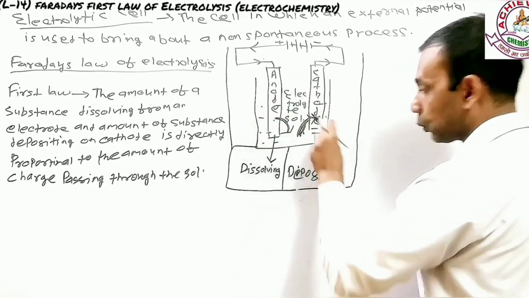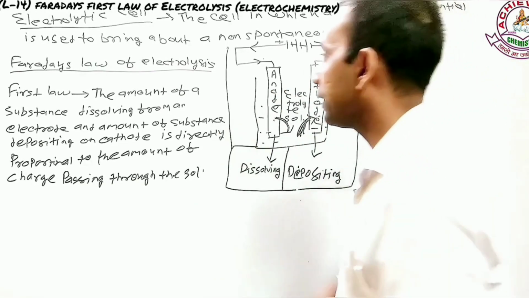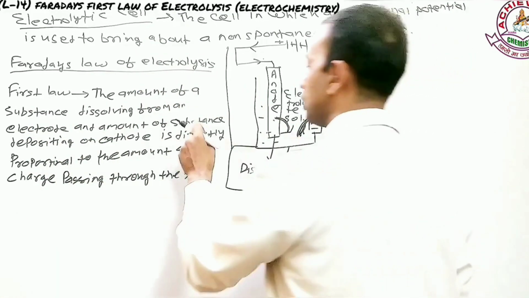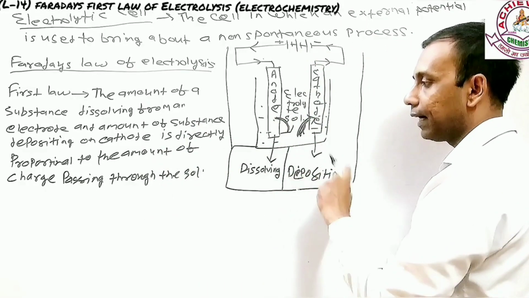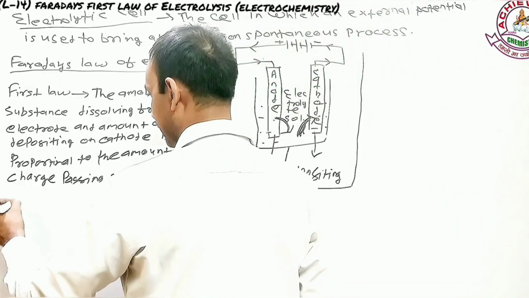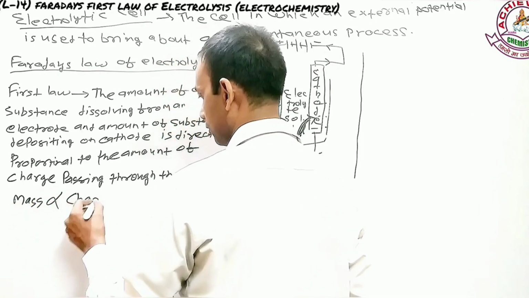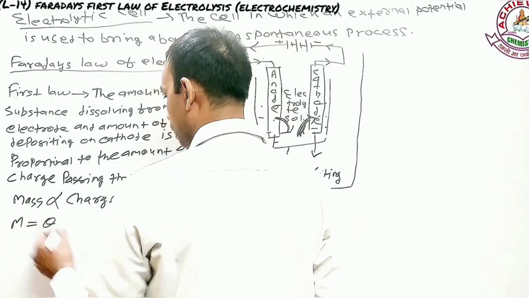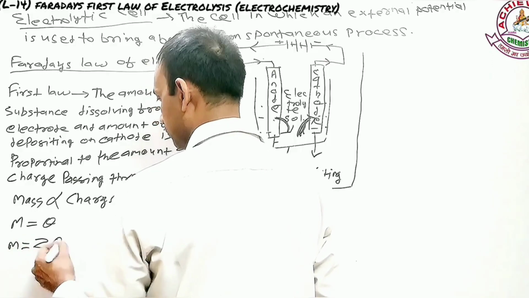So what are the rules that are being followed during the reaction? These rules are governed by Faraday's law. Faraday's law simply says that the amount of substance dissolving here and the amount of substance depositing here, either of these, are directly proportional to the amount of charge passing through the solution. So in short, we can write mass is directly proportional to charge. We can also write it like m ∝ Q. We can also write it like m = Z × Q.